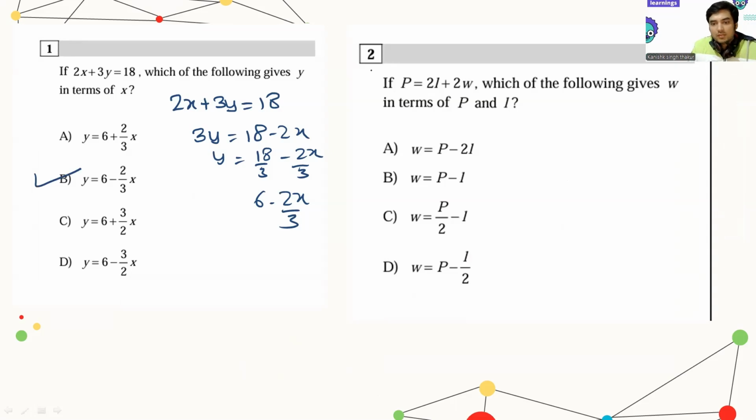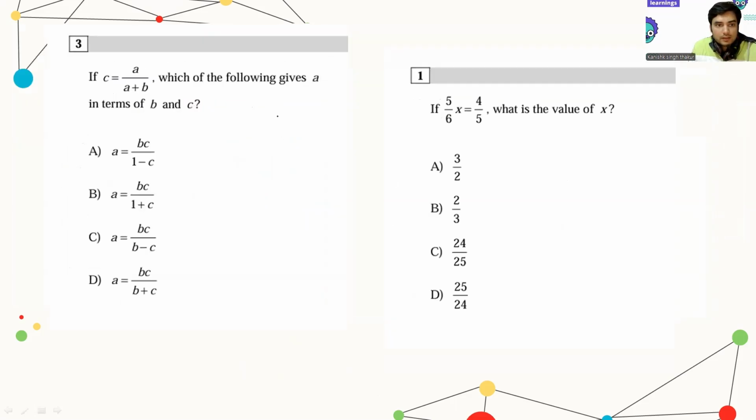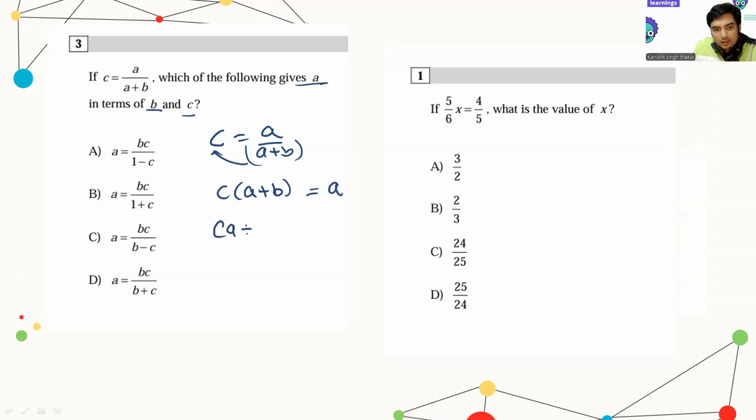Question number two is very easy. You can easily do that. This type of question is asked a lot in SAT, so you should be able to do that. A, B and C. So you have to represent it in terms of a, b and c, right? So c is equal to a over a plus b. I'll shift this whole thing to this side. Since it's divided, it will be multiplied by c. So c times a plus b is equal to a. So ca plus bc is equal to a.